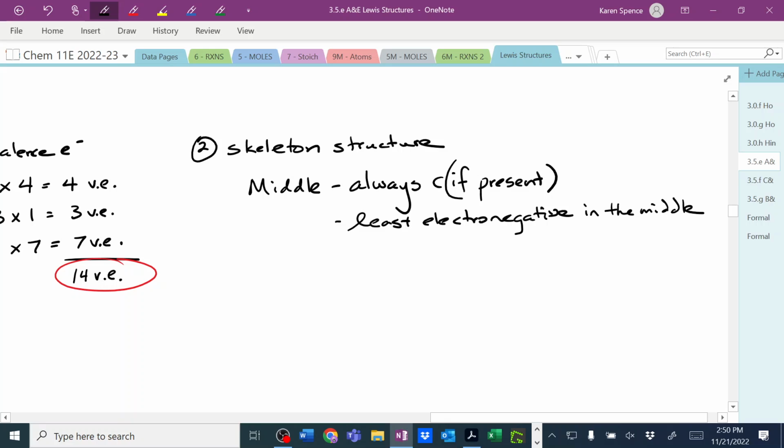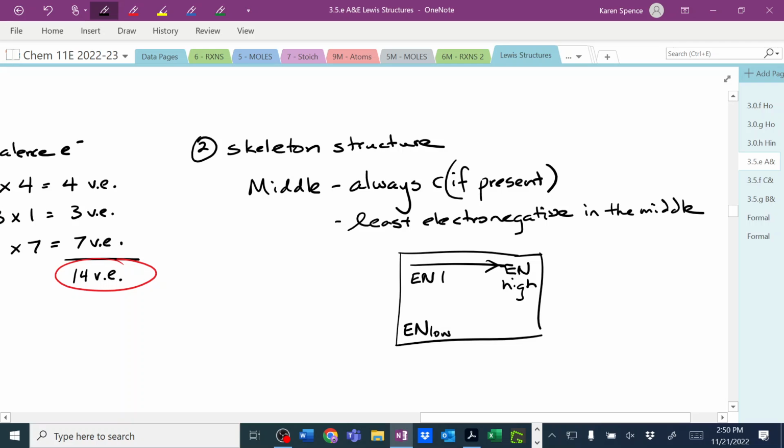Now, remind me about the electronegativity trends. Up in this corner, is electronegativity high or low? That is high. And down here, electronegativity is low. So going to the right, electronegativity increases, and going down, electronegativity decreases.